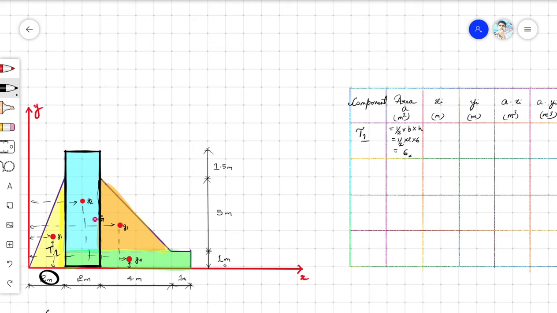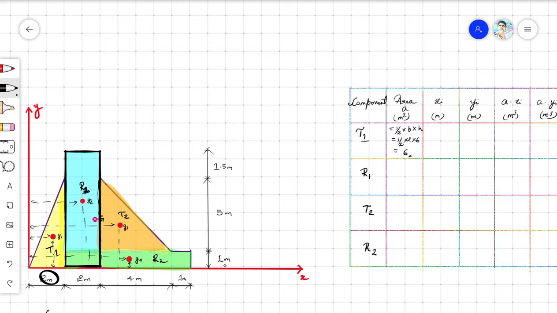The next one is the rectangle, I'll call it R1. The next one is again a triangle, I'll call it T2. And the last is a rectangle, I'll call it R2. So this will be my R1, this will be my T2, and this will be my R2. Sorry, this is R1. Sorry for that. Okay, let us move on.